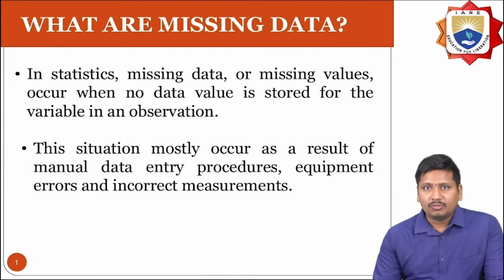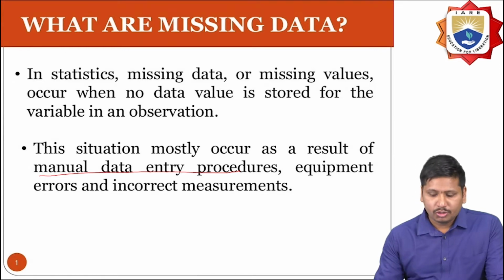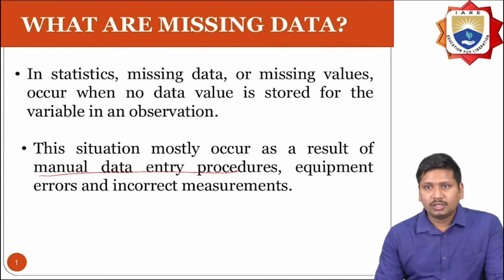So these missing values may occur whenever no data value is stored for a variable in an observation. This situation mostly occurs as a result of manual data entry procedures. Sometimes users forget to enter the value or enter the wrong value. Some equipment errors also occur, and incorrect measurements also occur. Suppose I take some values through measurements; sometimes, due to some issues, the measurement devices may read incorrect data.